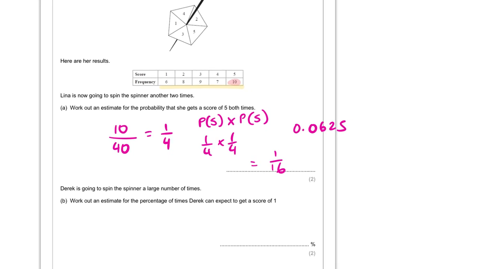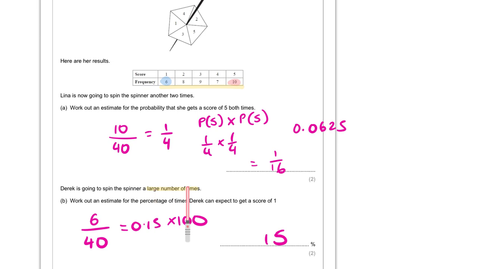It says Derek is going to spin the spinner a large number of times. So we don't know how many times. Work out an estimate for the percentage of times Derek can expect to get a score of 1. Okay, so what's the probability of Derek getting 1? This is 6 out of 40. Now, 6 divided by 40 is 0.15. If I want percentage, it's out of 100. So if I multiply that by 100, I get 15%.